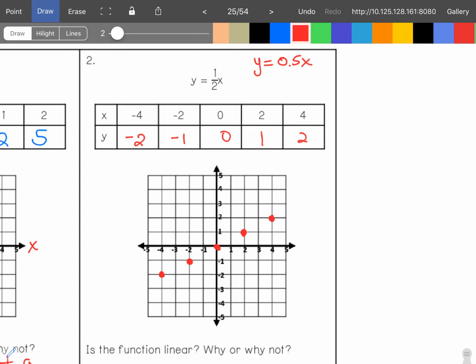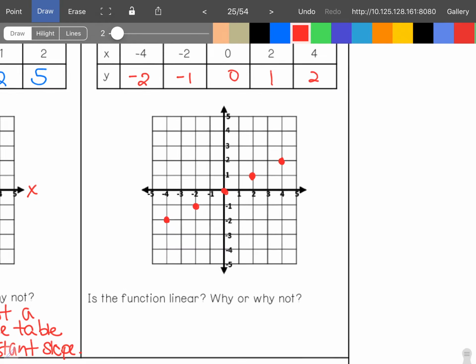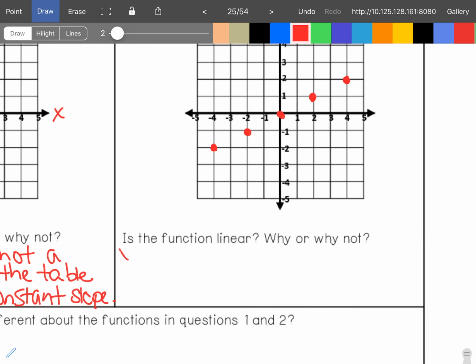All right, is the function linear, why or why not? Well, does it look like a line? Yes, it does. So we're going to say yes. The graph is a straight line.